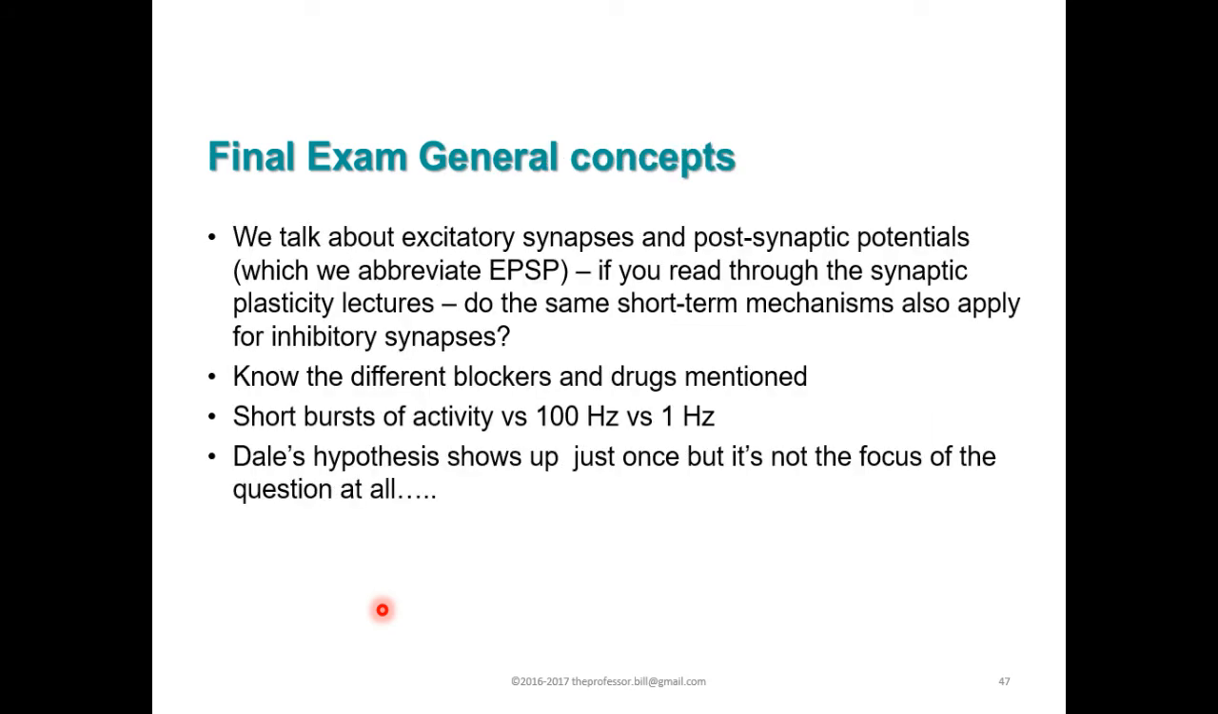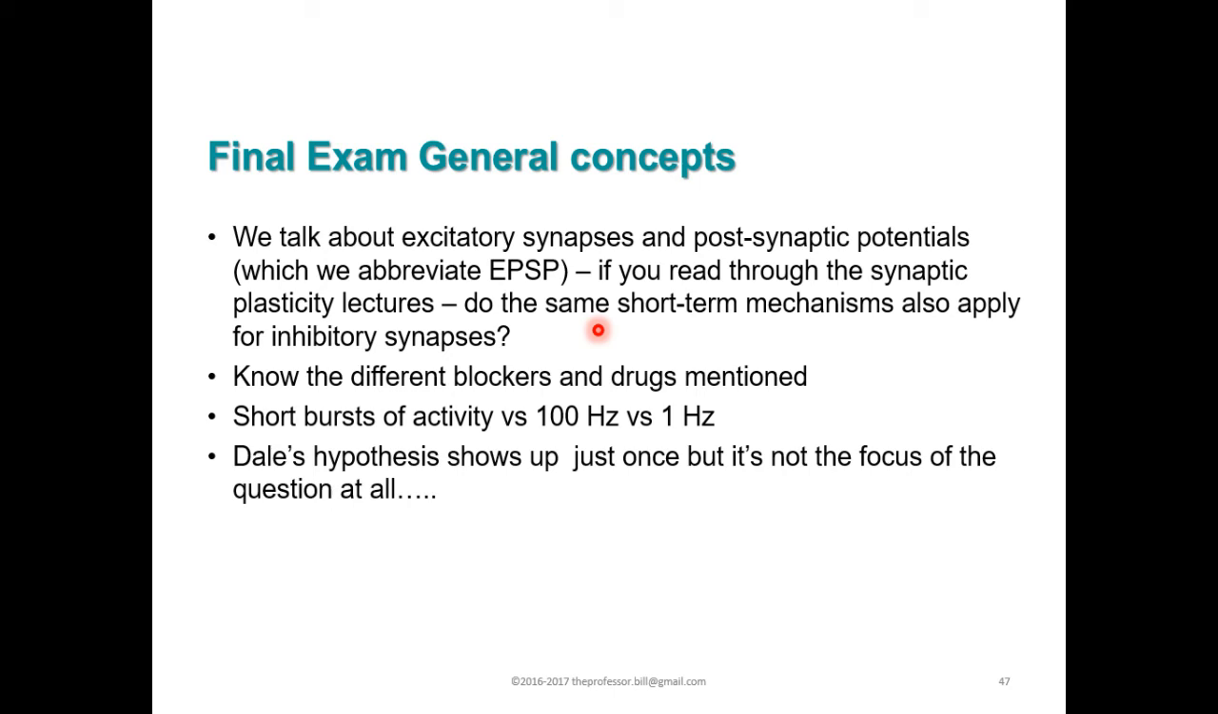Okay, so again, here's an important consideration, because I know that this is going to be something that you need to think about. In general, we've been talking about excitatory synapses, and therefore we've been talking about the postsynaptic potentials that arise from those, and we've abbreviated these as EPSPs. If you have already started to review lecture 7, then you'll have read through synaptic plasticity. These same rules also apply, even though we haven't talked about them, to inhibitory synapses as well, especially the short-term forms of plasticity. So if you're thinking about short-term plasticity in this first bullet point, that includes things like facilitation.